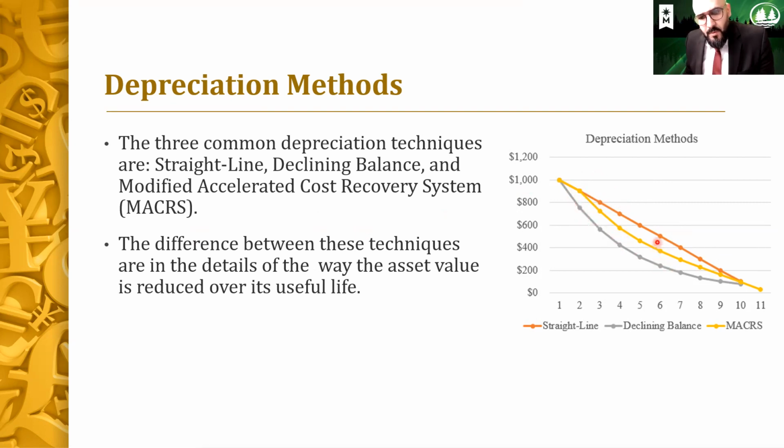And in between these two techniques, the declining balance and the straight line, is the IRS technique, the MACRS, where they deduct the value of assets by a certain percentage. The difference between these techniques is the details of the way the value of the asset is reduced. Some take a bigger reduction in value in the early years, while others take just a small amount of deduction. We'll learn about these depreciation methods in this chapter, and we will use examples to demonstrate these techniques.